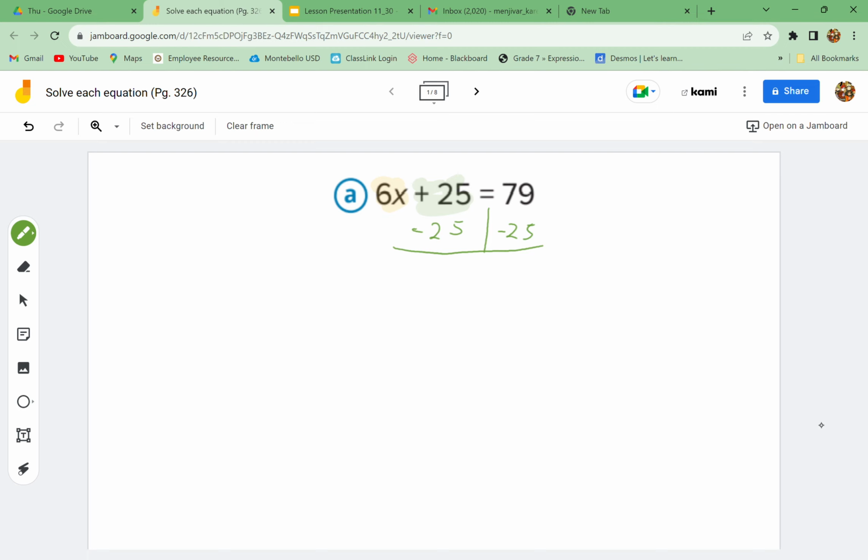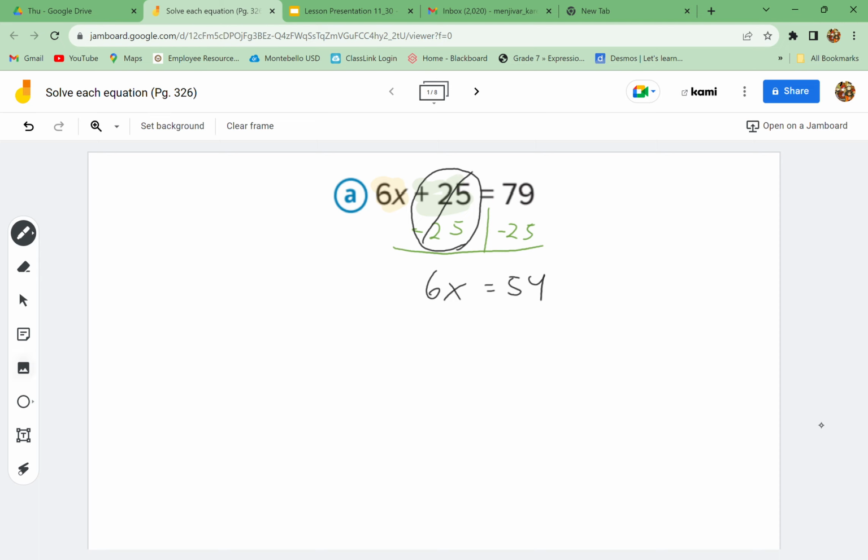And then what happens is that here, 25 minus 25 will make a giant 0. So on the left side of the equation, you're left with 6x is equal to 79 minus 25. If I work that out, 79 minus 25, you would get 54.